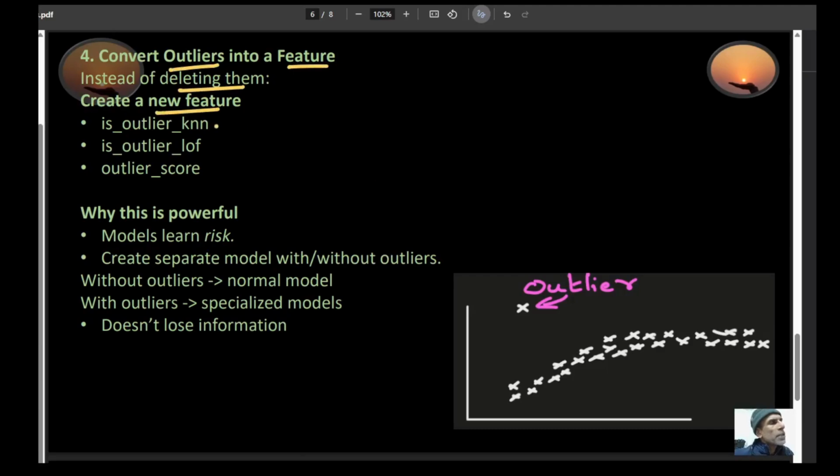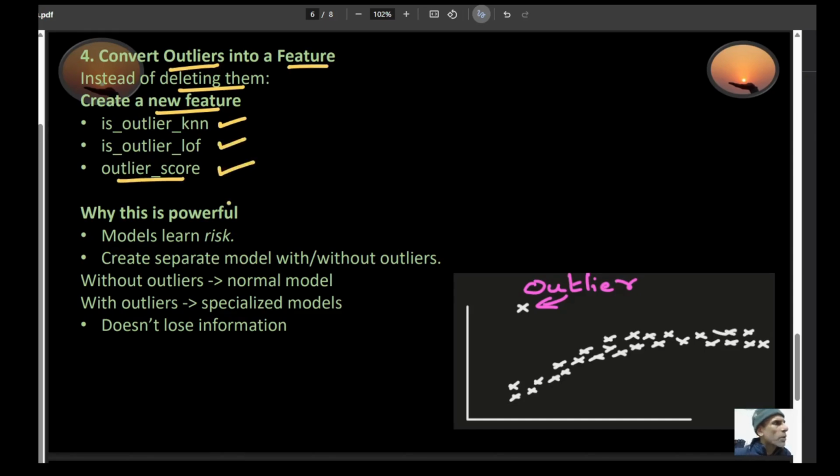Let's say you detect an outlier using KNN. You can create a feature called is_outlier_KNN. This would be a Boolean feature, yes or no. You can create another feature called is_outlier_LOF if you're using the LOF technique. If you're using some type of outlier score, you can even create a score feature for that.